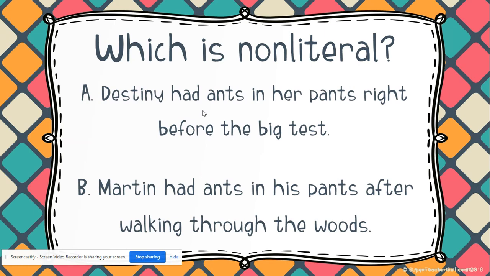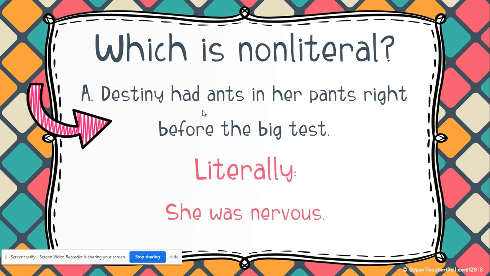A, Destiny had ants in her pants right before the big test. Or B, Martin had ants in his pants after walking through the woods. Which one's non-literal? Destiny had ants in her pants right before a big test. Not really going to happen. You could get ants in your pants walking through the woods, but not usually right before a test. So Destiny having ants in her pants means that she was just nervous.